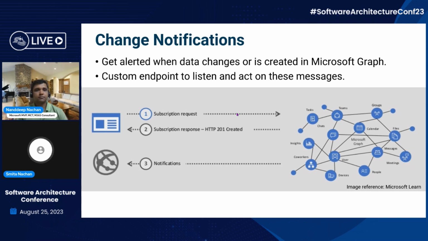So the change notification feature enables applications to be alerted when data is created or changed in Microsoft Graph. When a particular entity is created, updated, or changed, Microsoft Graph submits an HTTP POST to the specified custom endpoints. Your custom endpoints listen for those messages and act on them based on the logic defined by your business requirements. Let's get deeper into it and see what you can get notifications for.